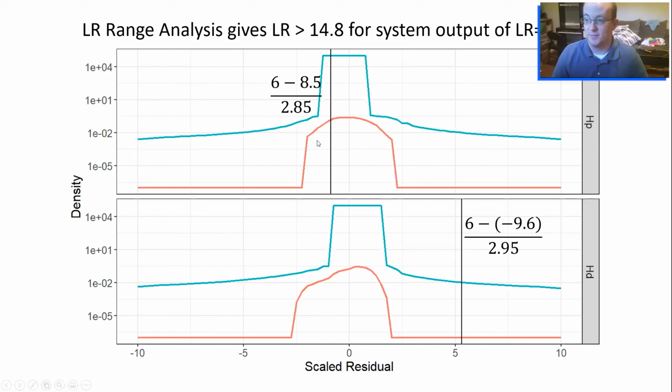So for the HP true scenario, we have a scaled residual that's somewhere close to -1. And that is still in the range where the density for the scaled residuals can shoot up towards infinity. So the maximum the numerator could be is infinite. And if we're trying to get to the maximum LR, we would then divide that value by the smallest we could get in the HD true, which over here is shown to be 0. So the upper bound is infinity divided by 0, which is infinite.